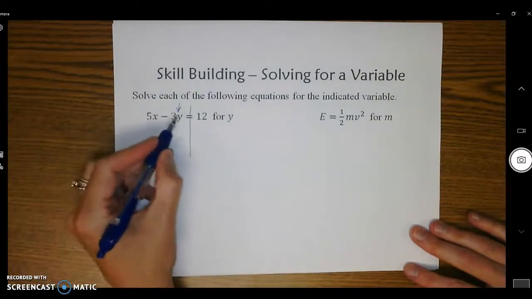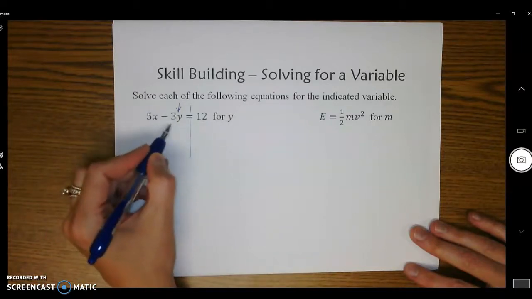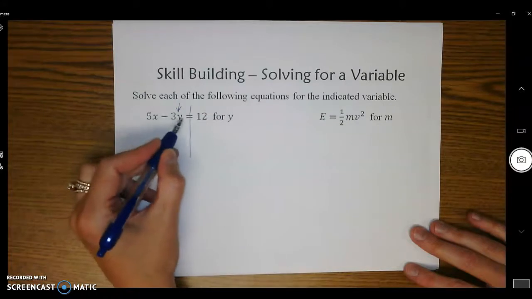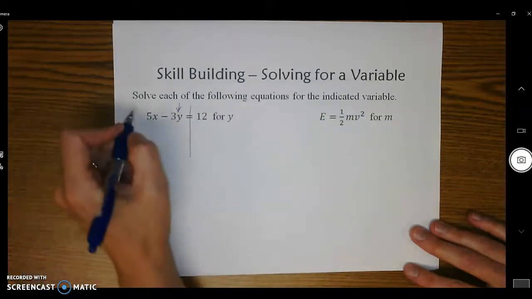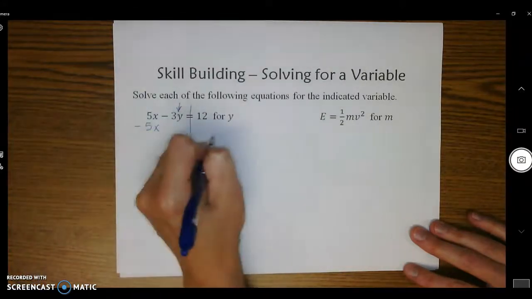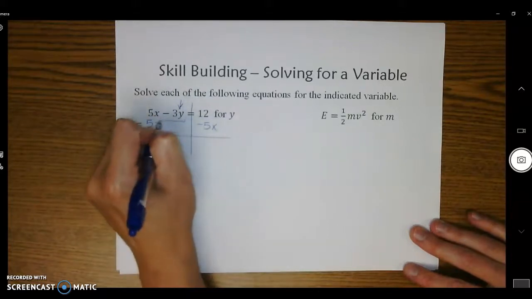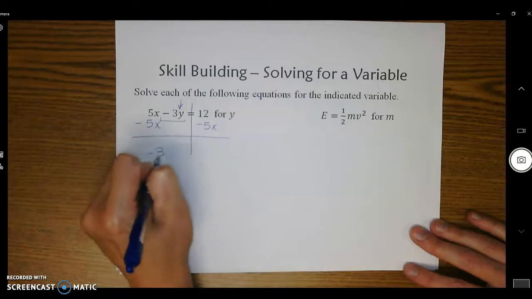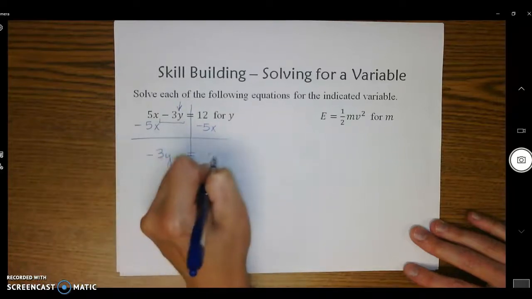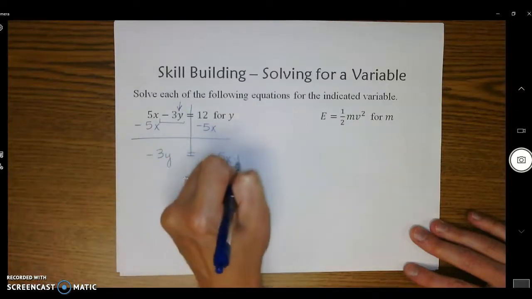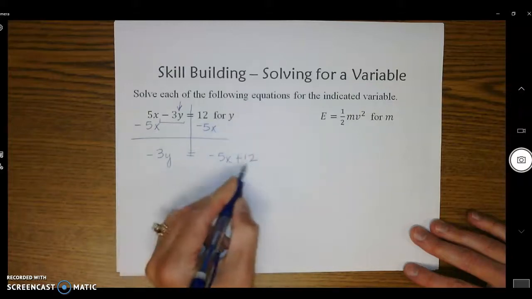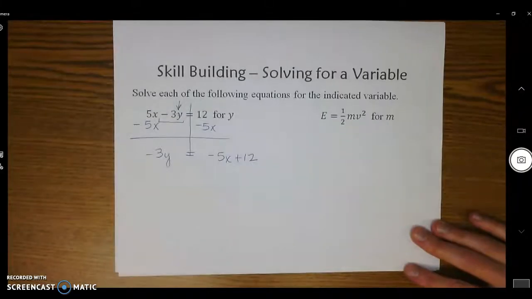A lot of times we want to start focusing right on the y, but in actuality, you need to get rid of everything else around it before you can get the y by itself. So I want to move 5x. Remember that signs go with the objects behind them, so that's negative 3y equals negative 5x plus 12. You could also have 12 minus 5x, and that would be okay too.